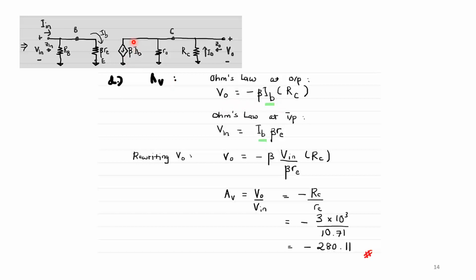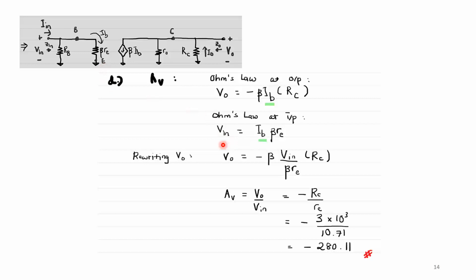Minus beta IB is the current which will enter RC, because Rout is an open circuit, so it's not included here. It enters RC and it's negative because it enters the negative terminal of Vout, using Ohm's law. We have this expression of Vout which has the term IB. Now we look at the input part. At the input, Vin is equal to IB times beta RE, also from Ohm's law.